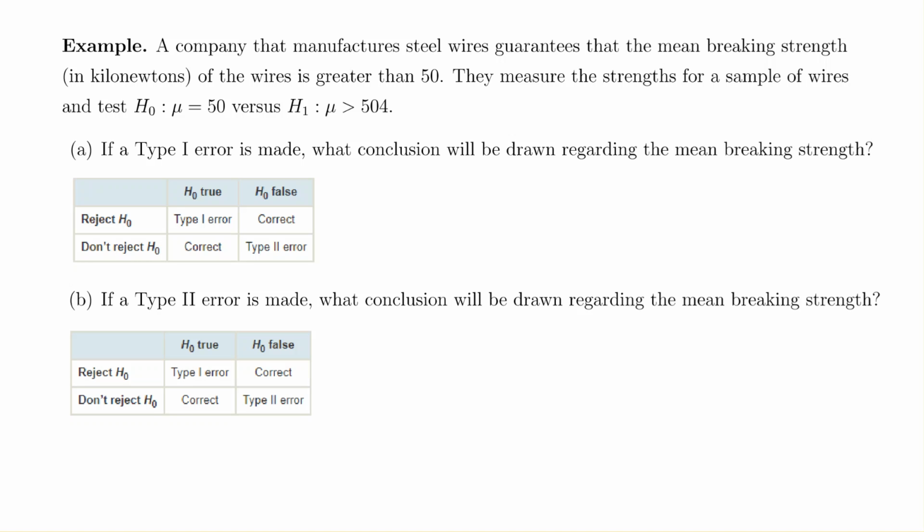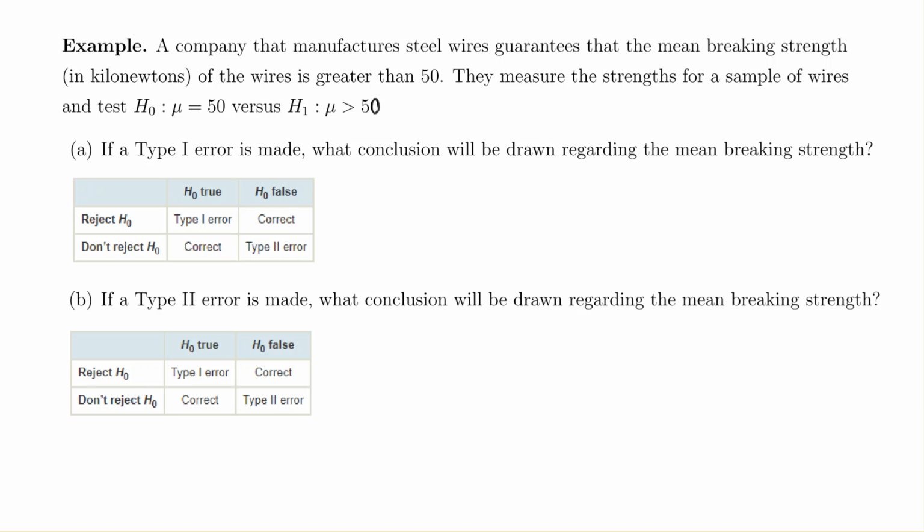level of significance. So with that, what's going on here is we've got a company that manufactures steel wires. It says the mean breaking strength of the wires is greater than 50. That's what they want to guarantee. They measure the strengths for a sample of wires, and we run the hypothesis test that the mean breaking strength mu is 50 versus the alternate hypothesis that it's greater than 50. And here I notice I have a typo. I accidentally wrote 504. This should of course also be 50. If that error is also on your paper, correct that to 50.